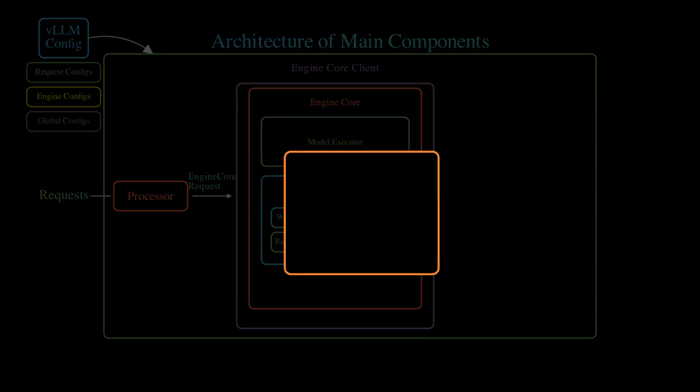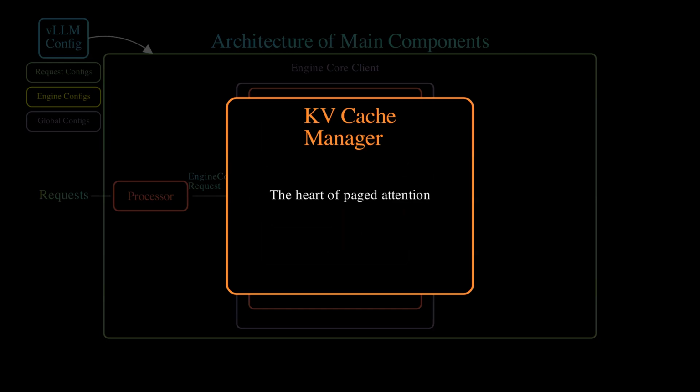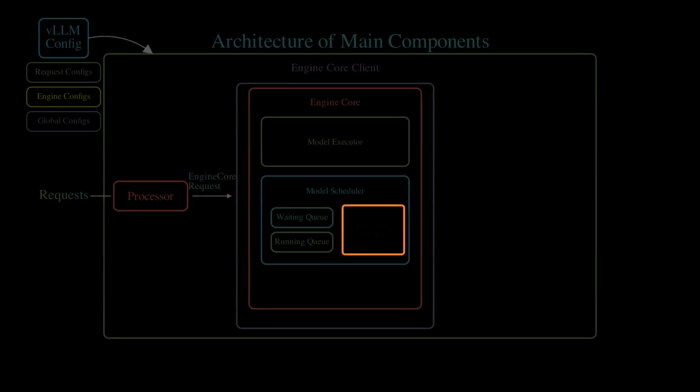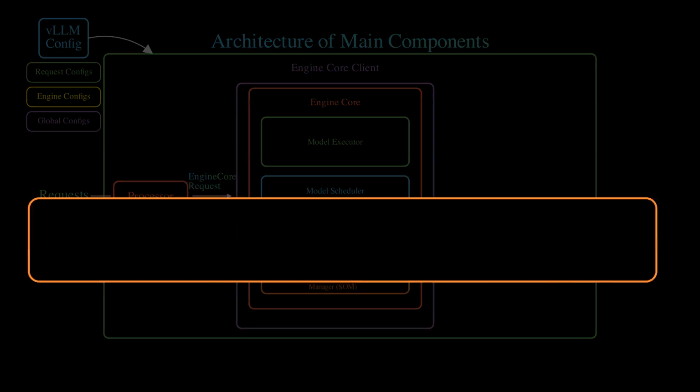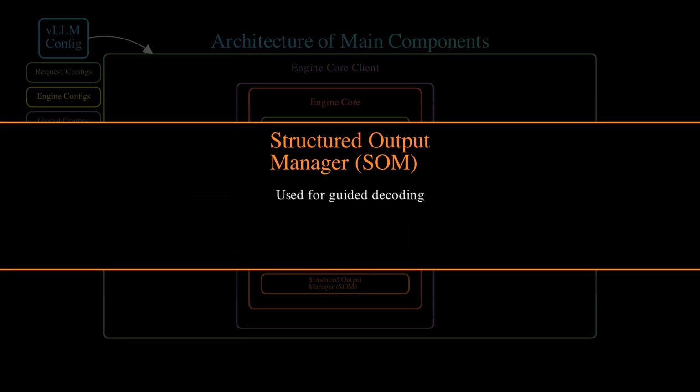The KV cache manager is the heart of PagedAttention. We'll explain its details in the next section. The structured output manager, or SOM, is used for guided decoding and formats model outputs into the desired structure.